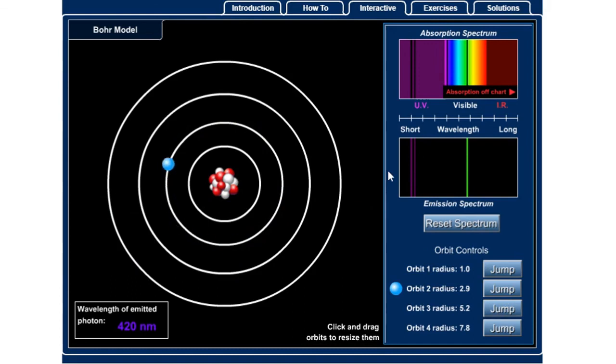So the main idea here is that an atom can only absorb and emit certain colors because its electron has to exist in one of those orbits, and that different atoms that are different elements have different size orbits and therefore would have a different set of colors that they could absorb or emit.